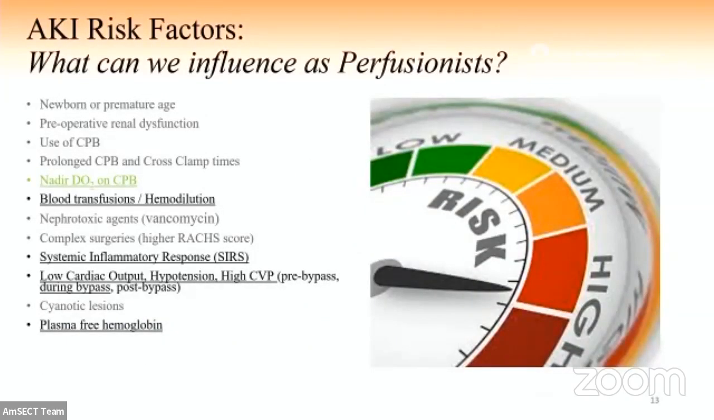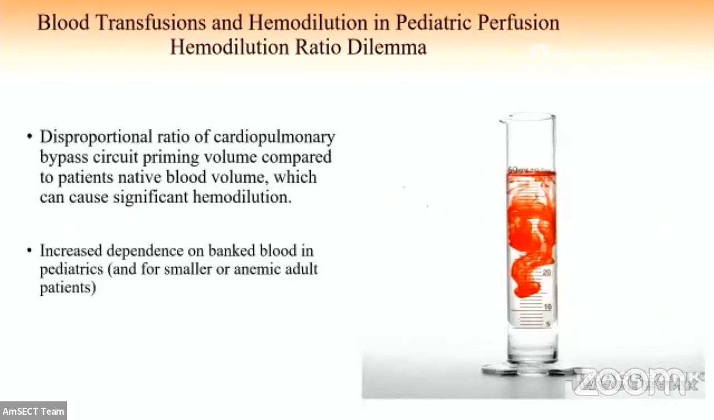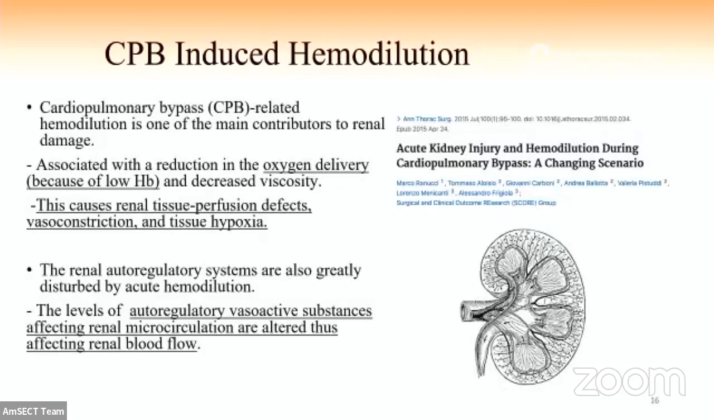So another modifiable risk that everyone in this room can address is hemodilution and blood transfusions too. So we all know that the main reason for hemodilution and our need for administering blood products during bypass is the disproportional ratio between our priming volume and the patient's native blood volume. And this can be also true for smaller adults too, if there's any adult people out in the crowd.